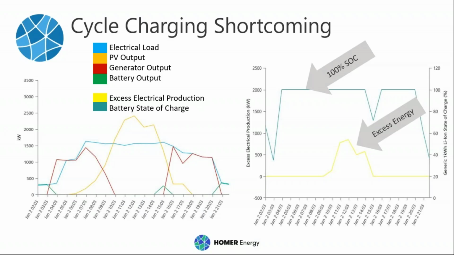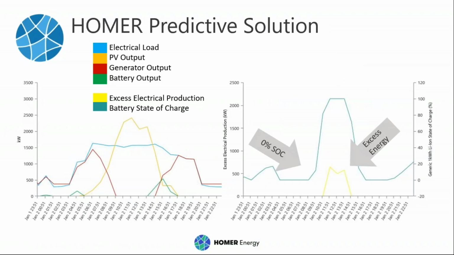So actually what HOMER Predictive offers is a solution for that. And HOMER Predictive knows that it's going to be a very sunny day and the PV production is going to exceed the electrical load demand. And so it keeps the battery state of charge as low as possible going into that day so that it can maximize the amount of PV output which it captures.